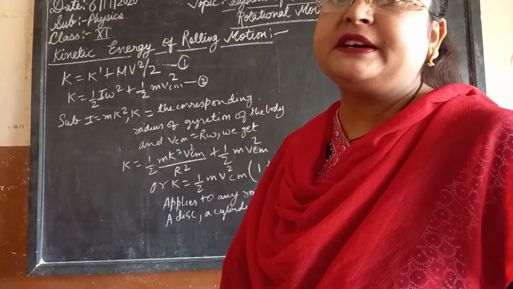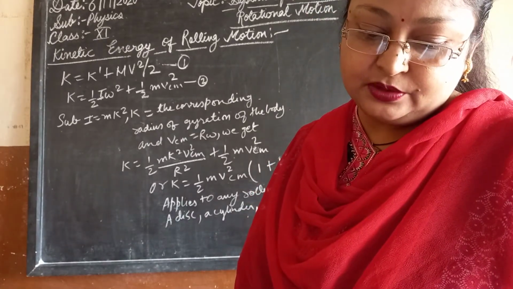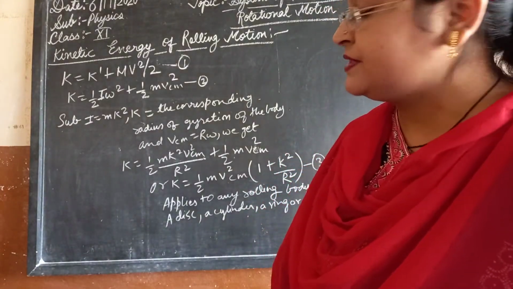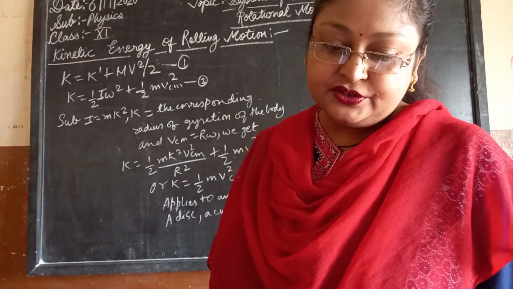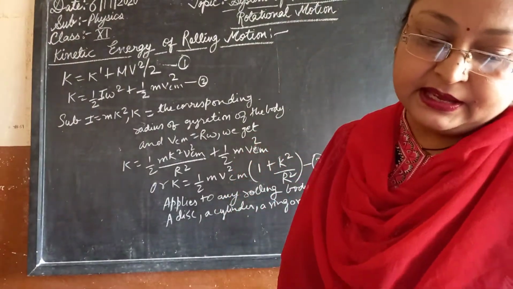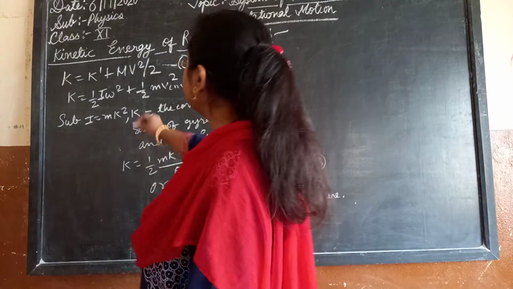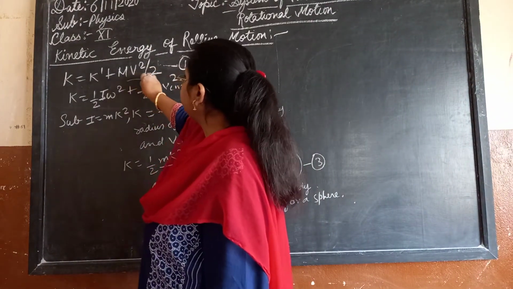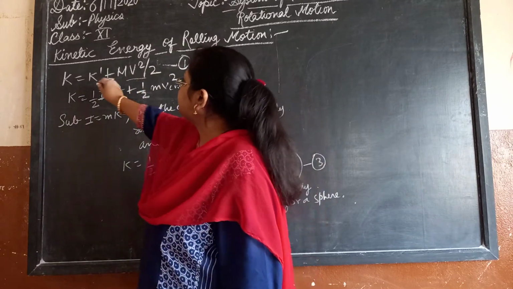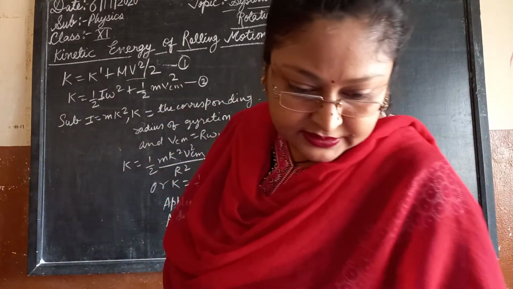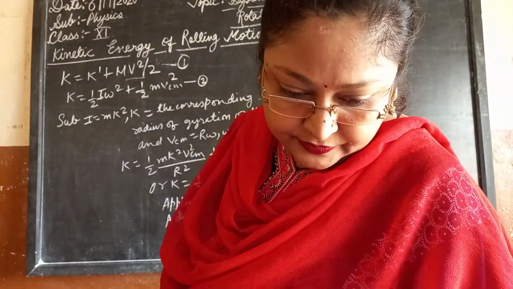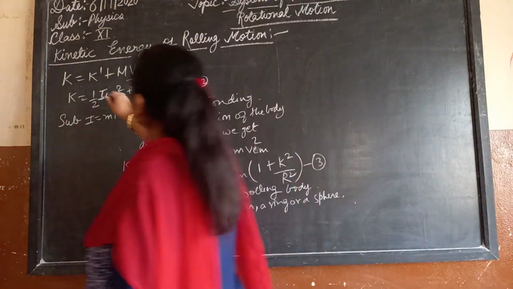can be separated into the kinetic energy of translational motion of the center of mass, that is mv square by 2, and the kinetic energy of rotation about the center of mass of the system of particles, K dash, where K is equal to K dash plus mv square upon 2. This is the kinetic energy of the translational motion, and this is the K dash, the kinetic energy about the center of mass of the system of particles.